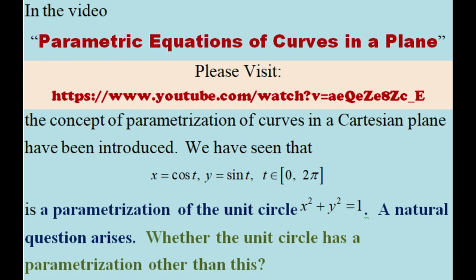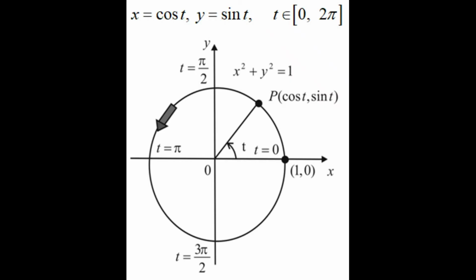What happens if the parameter t varies over a subset of the closed interval 0 to pi? We answer these two questions in this session. We consider some more examples of parameterized curves. We also describe a method of graphing a parameterized curve without finding its equivalent Cartesian equation.